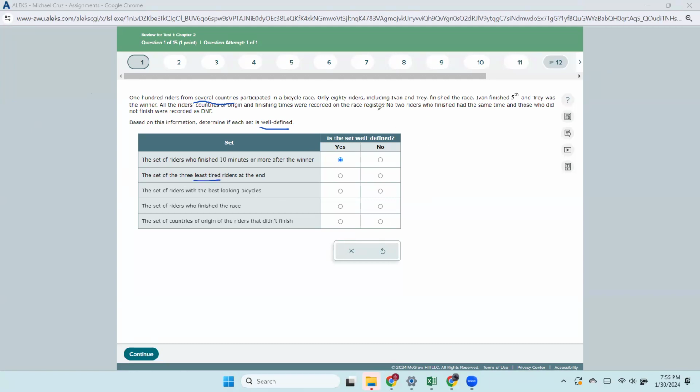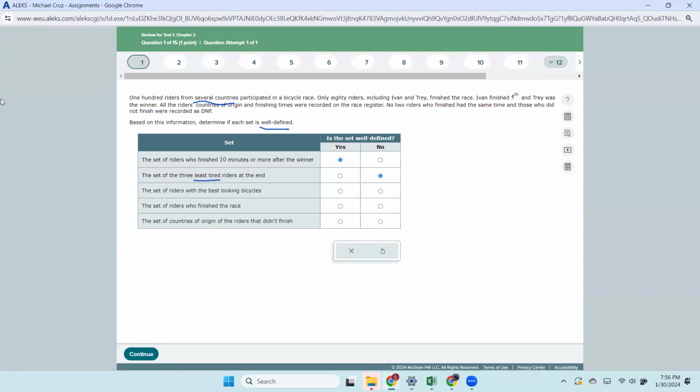Is there anything up there that mentions whether they keep track of tiredness? No. That's what we call a value judgment. How do they know who's least tired? They don't record that.